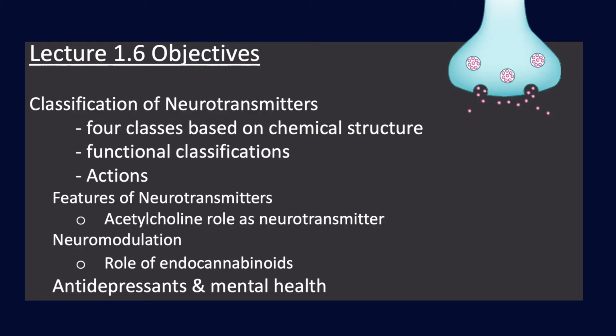The objectives for today are going to be to first look at the classification of neurotransmitters. So there's 4 classes that are based on structure, and then we can look at functional classifications and then some broad actions of these. My logic with this is if you can understand how they're classified, it's going to help you understand the functionality and their action, which is going to be important for when we move into the peripheral nervous system. We'll then look at features of neurotransmitters, and we're going to focus on acetylcholine as kind of like our model neurotransmitter. Then we'll move into neuromodulation, where we'll talk specifically about the role of endocannabinoids, but we'll talk about all of them in general. And then we'll finish with antidepressants and your mental health.